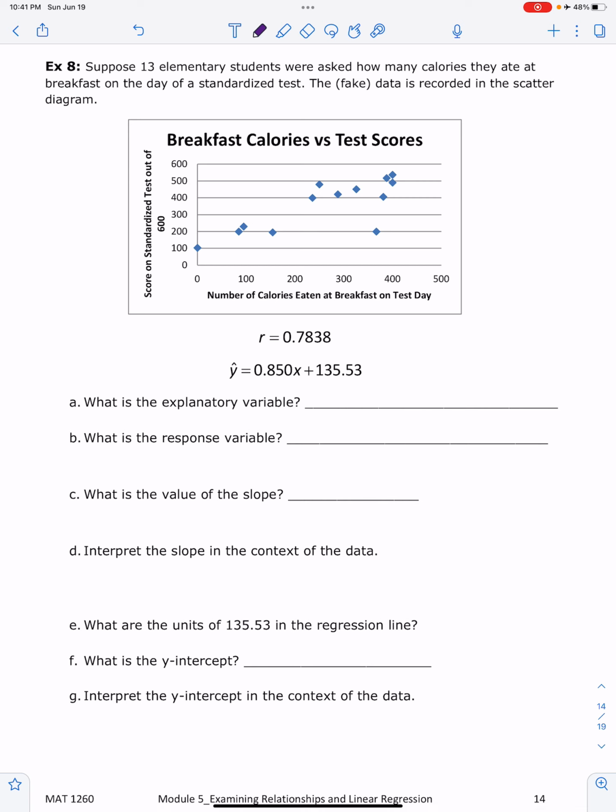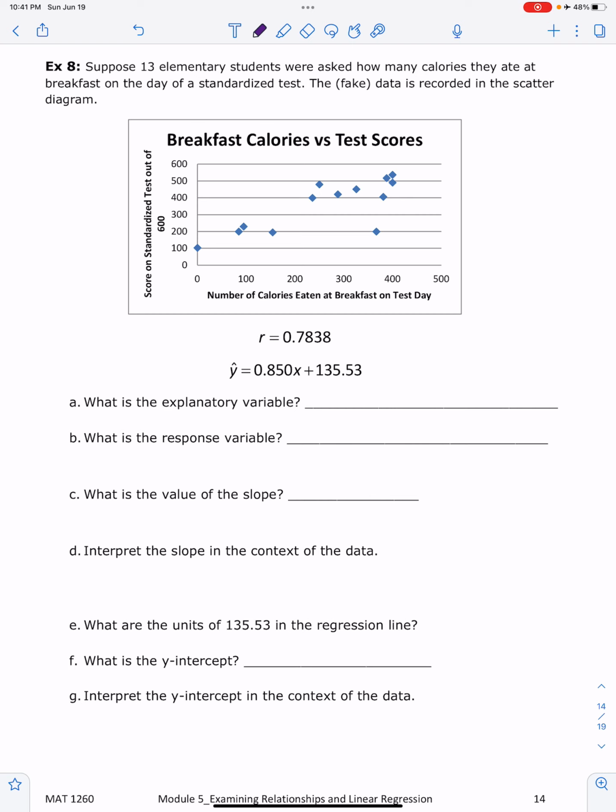We've got 13 elementary students who are asked how many calories they ate at breakfast on the day of a standardized test. And of course, they're elementary students, so of course they knew how many calories they had. But just in case, we have produced this fake data and recorded it in the scatter plot. Okay, so there's our graph.